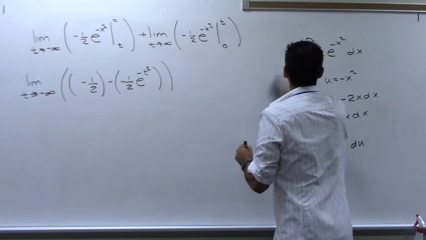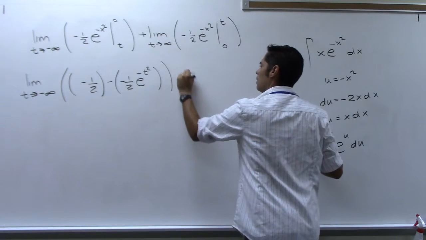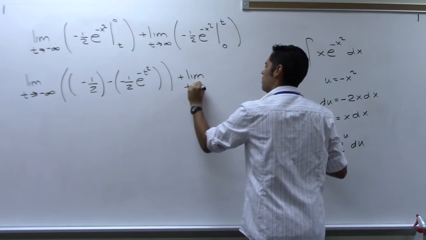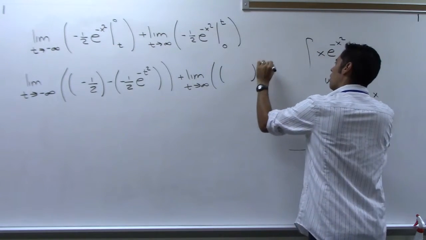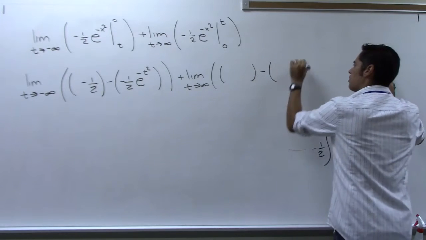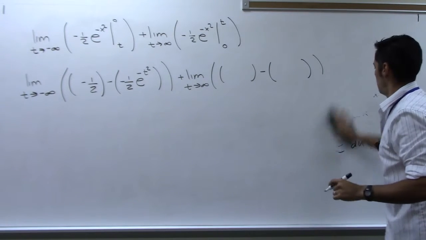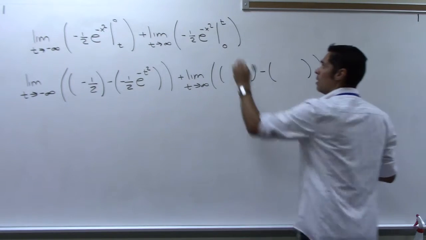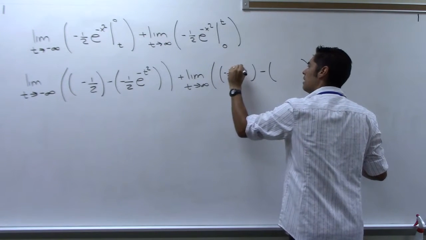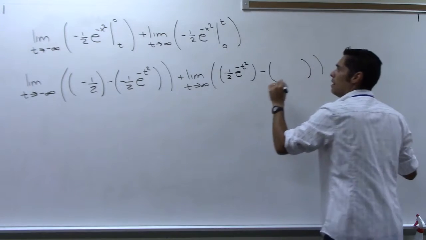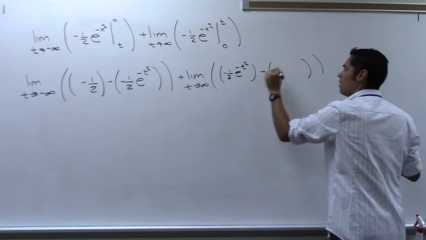Then we have plus the limit as t goes to positive infinity this time of two things subtracted here. So we plug in t first, get -1/2 e to the negative t squared. And then we plug in 0, we get the same thing we got over there, -1/2.